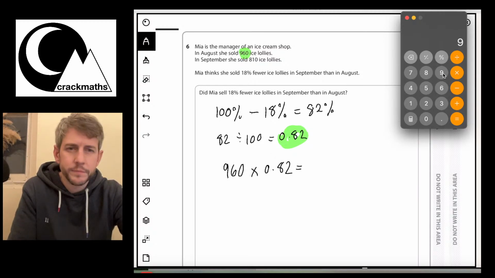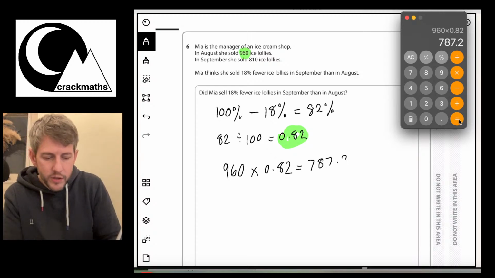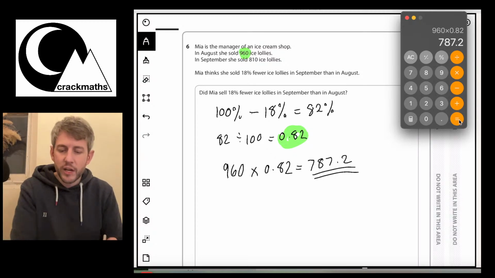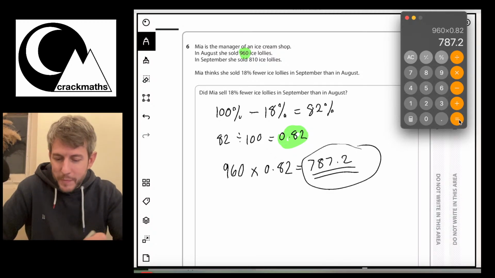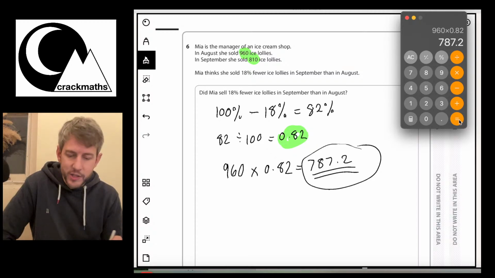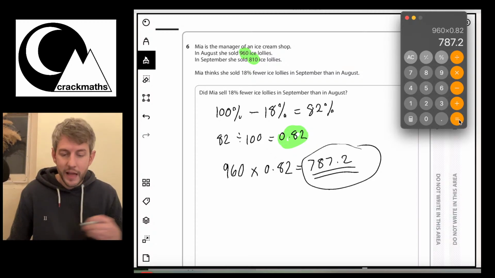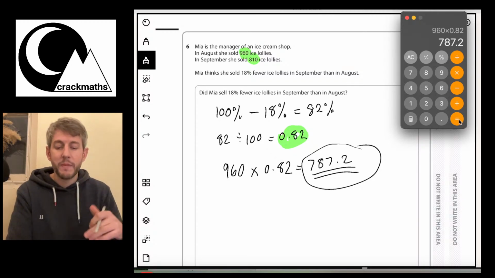So let's try here. 960 multiplied by 0.82, and that equals 787.2. So an 18% reduction in the number of ice lollies sold in August would be 787. Oh, so Mia hasn't done as badly as she thought. It's only reduced, an 18% reduction would be much larger. So no, she hasn't sold 18% fewer lollies. She has sold less, but she hasn't sold as many as 18%.